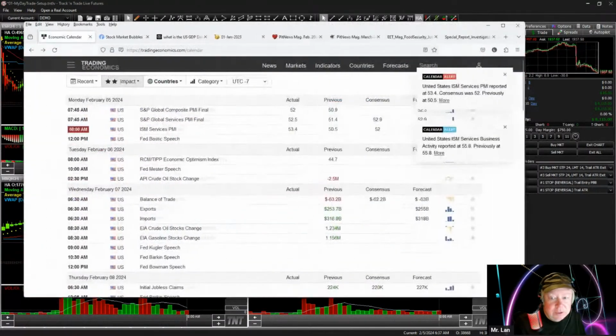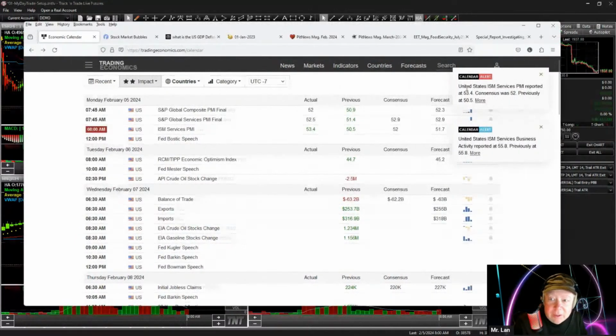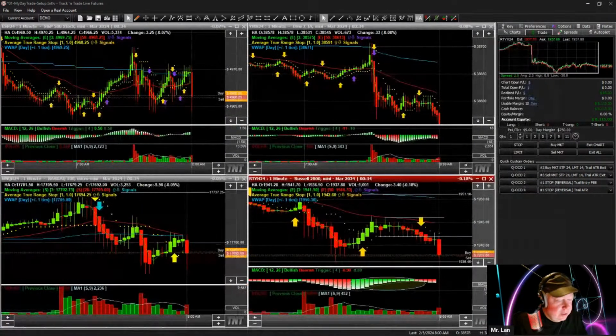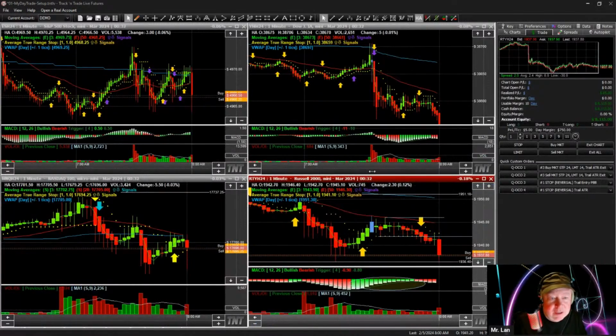Well, Purchasing Managers Index, if it goes up, the ISM Services PMI report consensus was 52. ISM Service Business Activity Report, 55.8, previously at 55. So that's good. Bigger numbers are better. It was forecast to be 51.7. It came in at 53.4. So we're getting good news. Purchasing Managers Index, they're buying stuff.